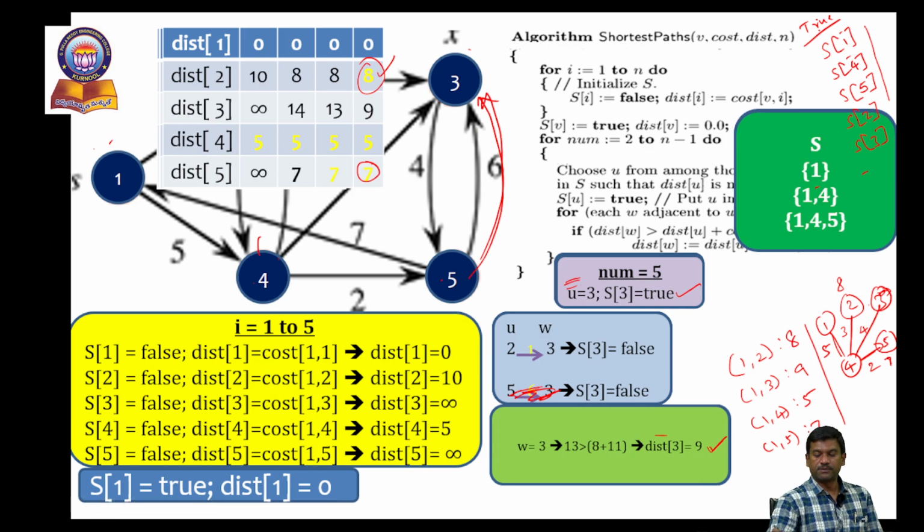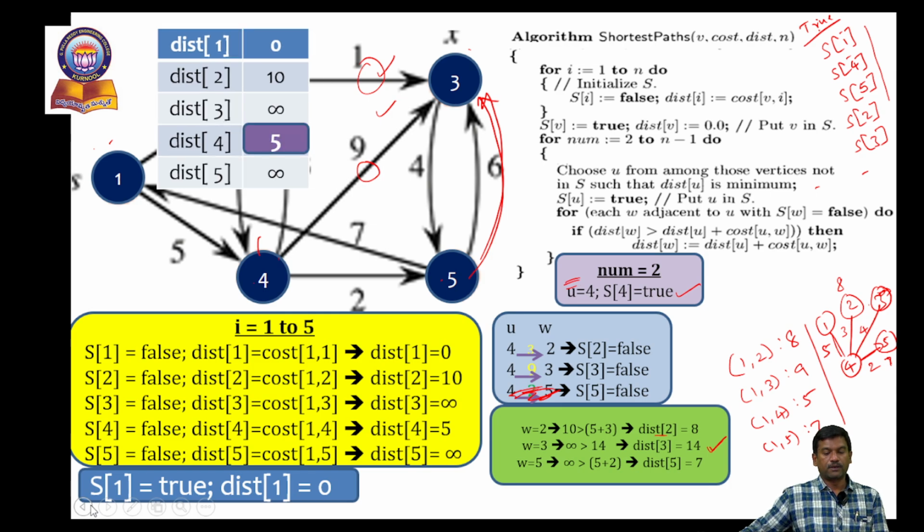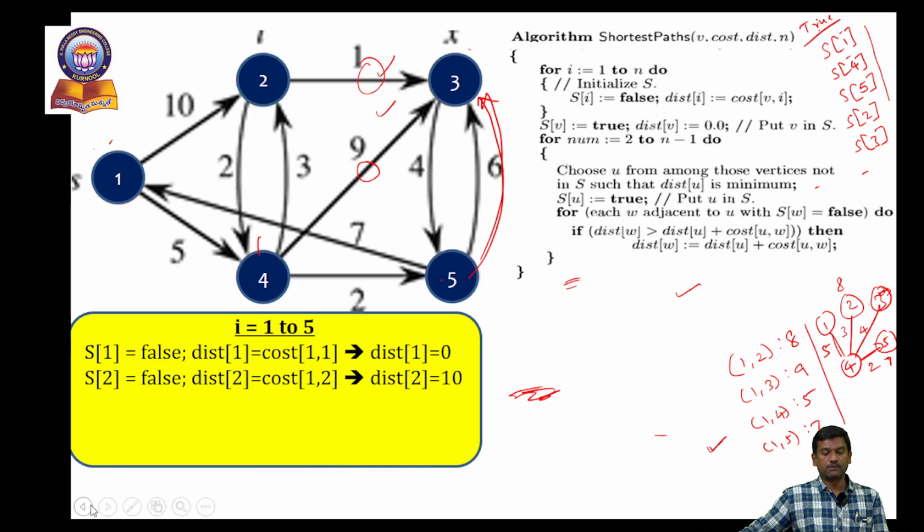So here you can observe the shortest distance to reach 3 will be equal to 9. How did you get this 9? So here you can observe from 1 to 2 to 3 with the cost equal to, that is 9 can be observed. So if you look at the given input graph, here you can observe the shortest distance to reach the respective vertex will be equal to 9.